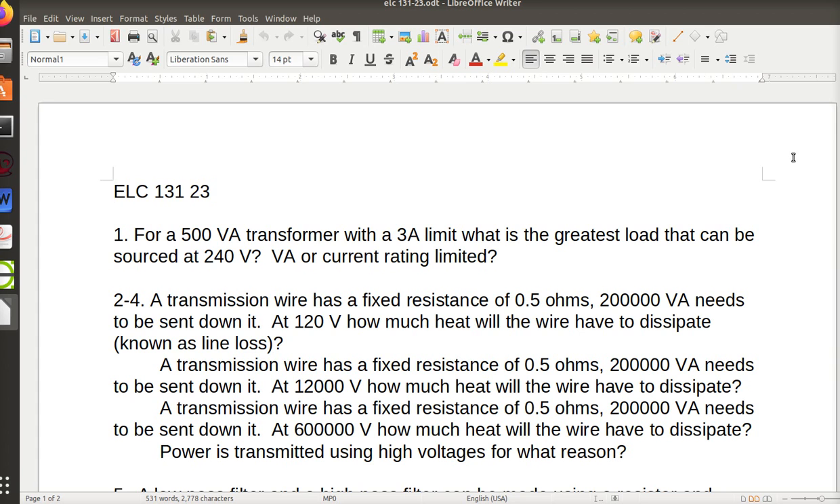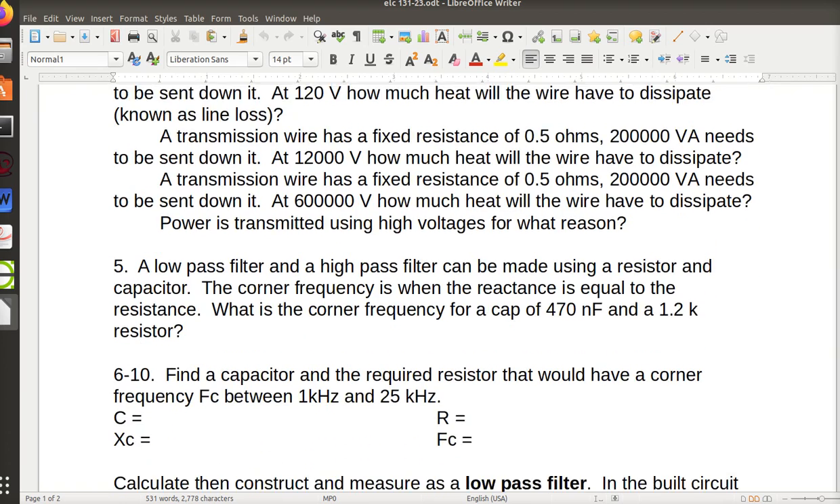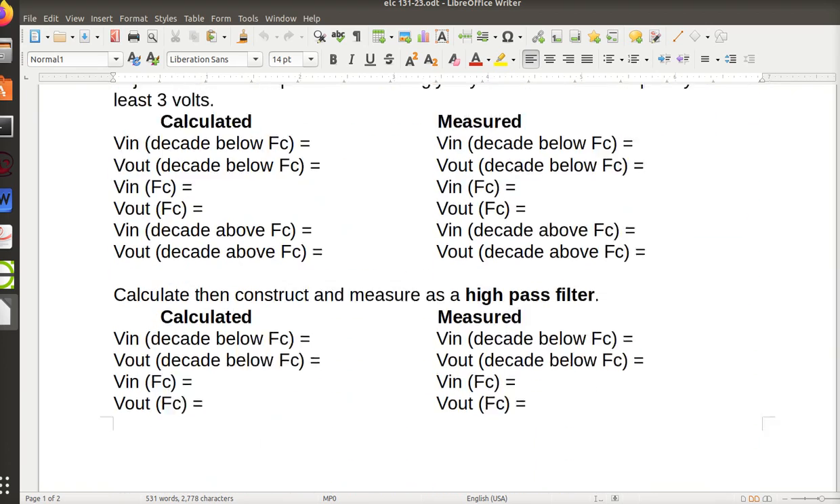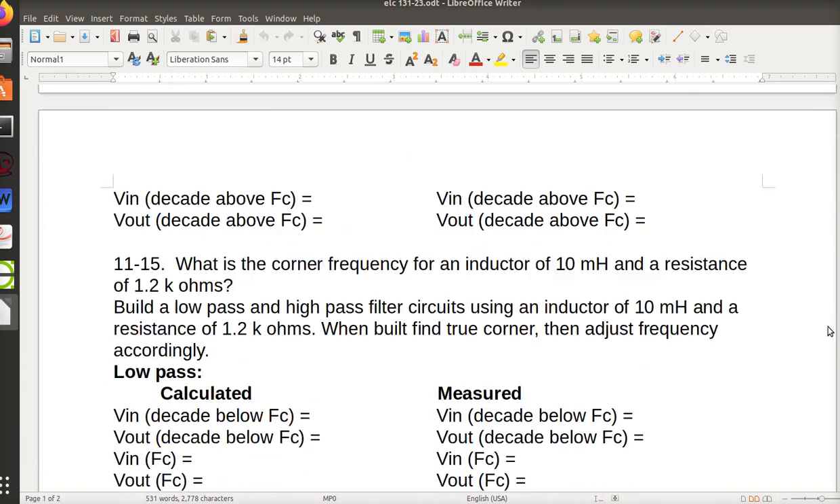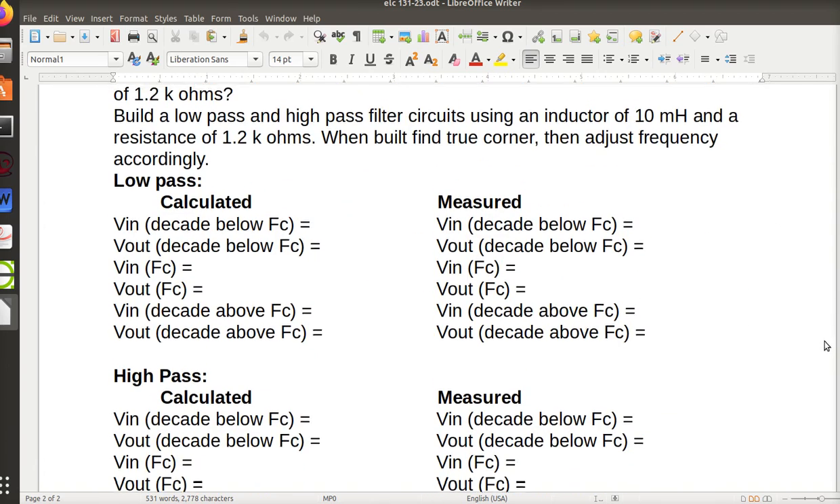Okay, I'm going to stop here and call it 21 and 22, and then I'll pick up 23 with the transmission lines, and then we'll get into low pass, high pass filters. We're actually going to use that corner frequency.